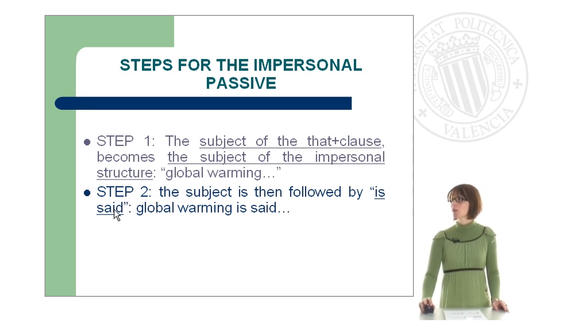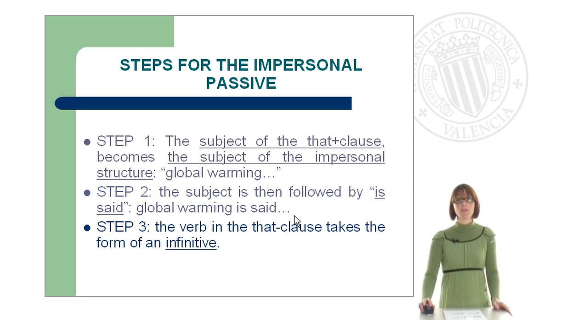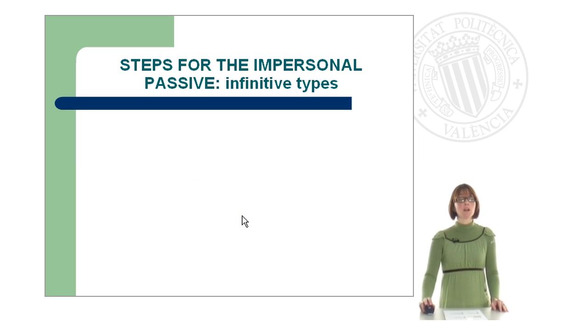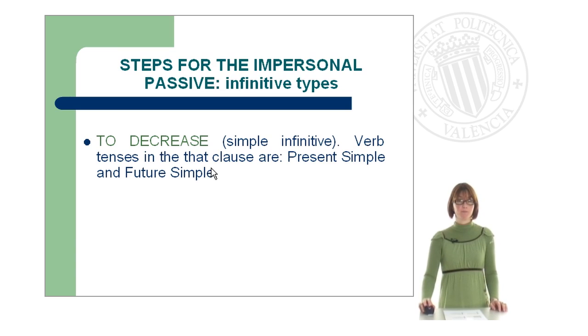Said. Global warming is said. Okay, and finally we have step number 3. The verb in the that clause takes the form of an infinitive. Right. Now we're going to have a look at the choice of infinitive, because there are 4 main infinitive types. The choice of infinitive will depend on the verb tense that we have in the reporting structure.